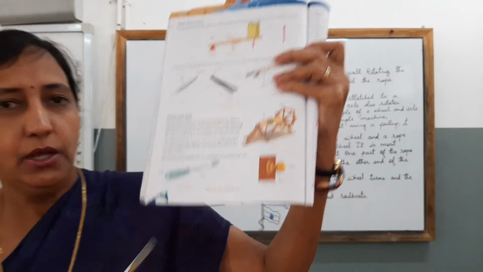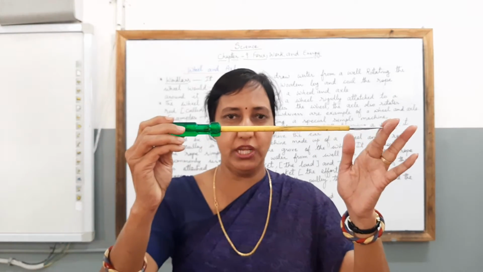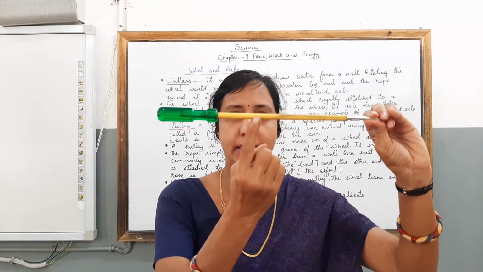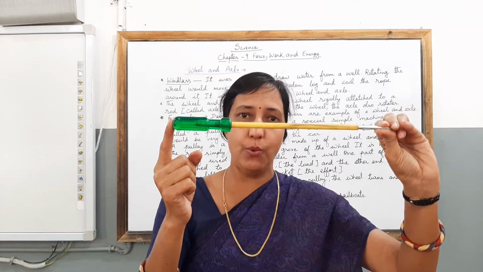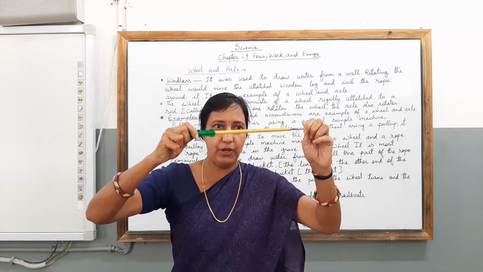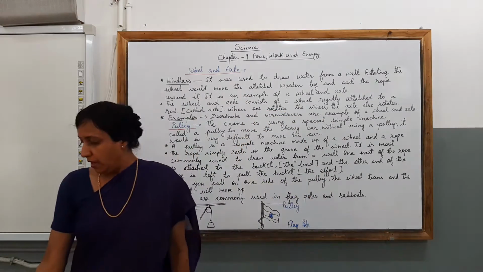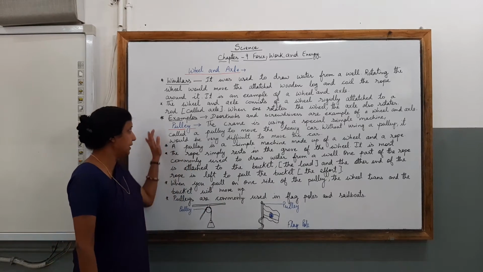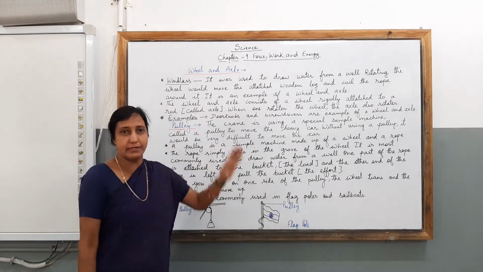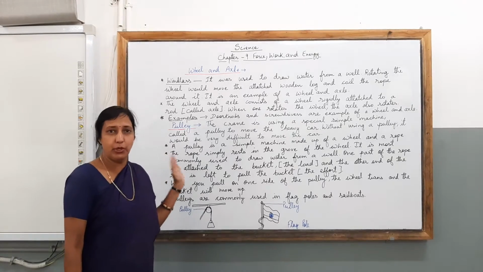Clear, children? Once again I am showing you the screwdriver which I am holding in my hand, and here remember, children, this is the axle and this is the wheel in a screwdriver, which helps to tighten any screw whenever you need to use a screwdriver. Clear, children? I hope with the help of this you are able to understand how the wheel and axle works. Moving on to the new topic, children, that is the pulley.